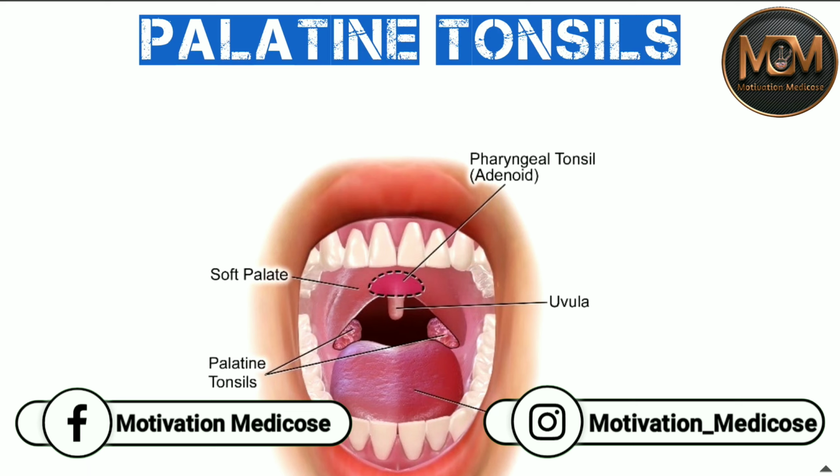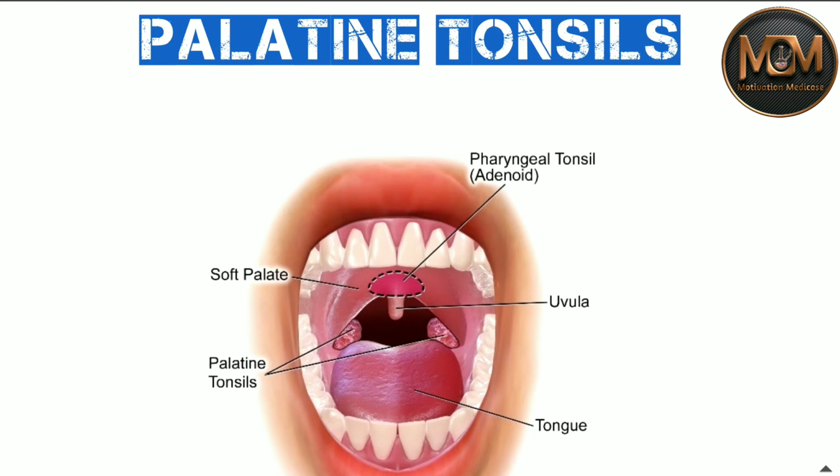The palatine tonsils. First of all, what is a tonsil? A tonsil is an aggregation of lymphoid tissue, or simply a mass of lymphoid tissue. In general terms we call it the tonsil, and generally the tonsils means the palatine tonsils. So if in your exam it comes, write a short note on tonsils, it means the palatine tonsils.